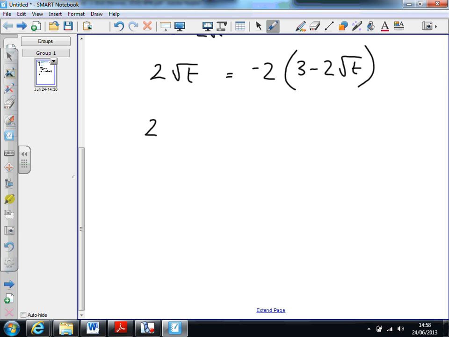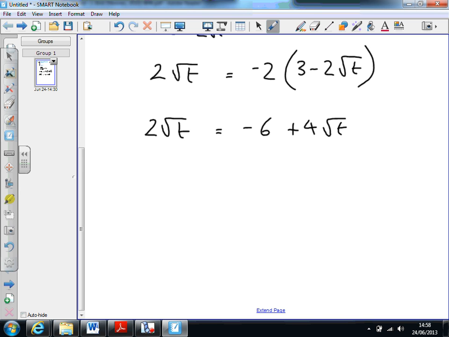So the left-hand side just looks like 2 root t. And now we have to multiply both of the terms inside this bracket by what's outside. Not forgetting that it's negative 2 outside the bracket. So we've got a minus times a minus here, which is going to give us a plus. So minus 2 times 3 is minus 6. But minus 2 times minus 2 root t, minus 2 times minus 2 is plus 4 root t.